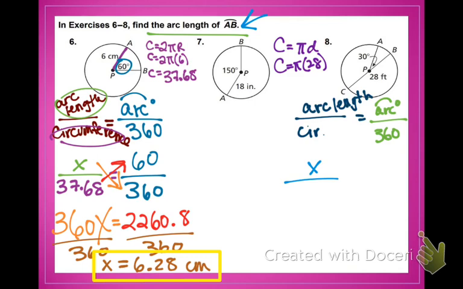How do you know it's a radius or diameter? The radius only goes halfway across. The diameter goes all the way through. So 28 goes from the edge of the circle to the edge of the circle, whereas this one only went from the edge to the center.